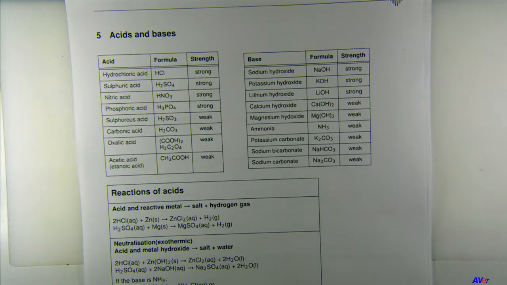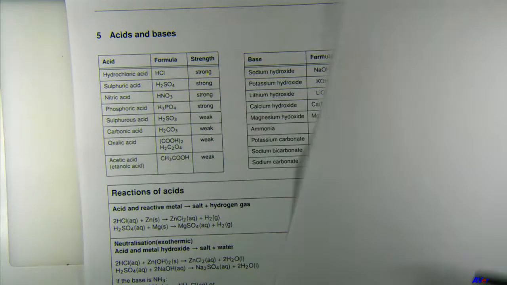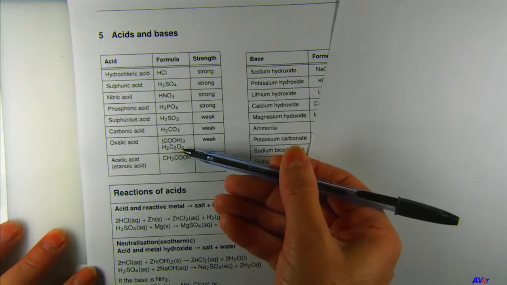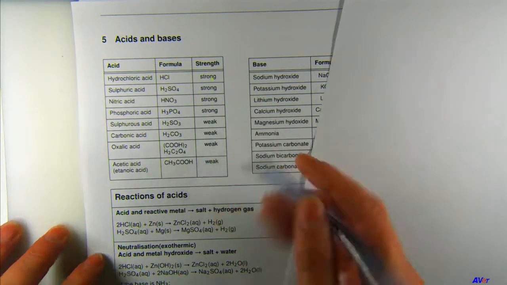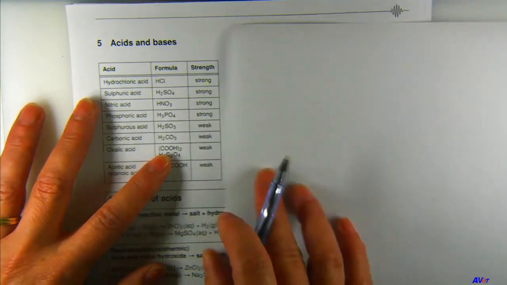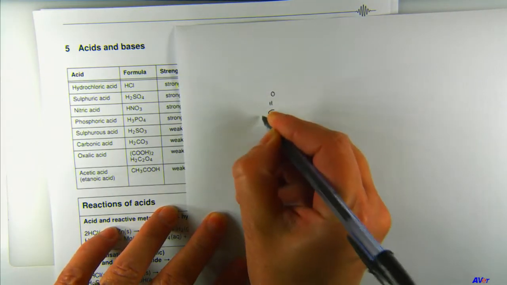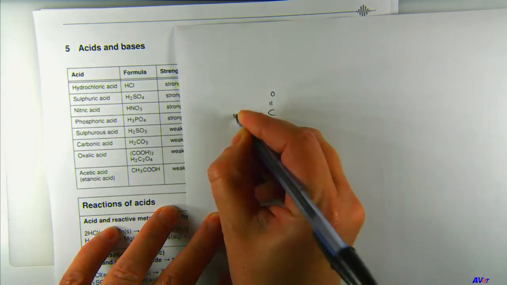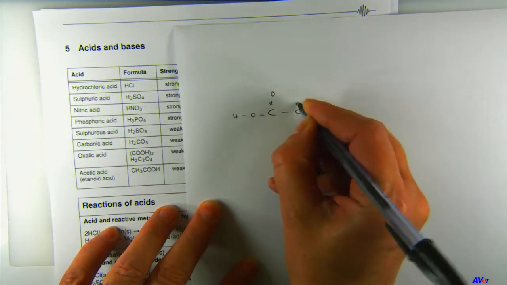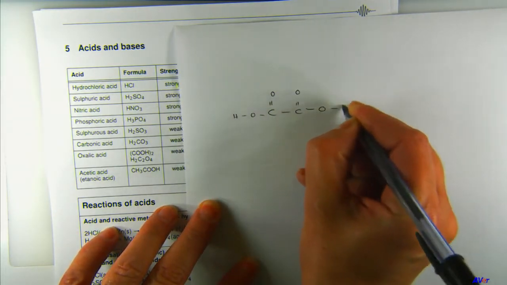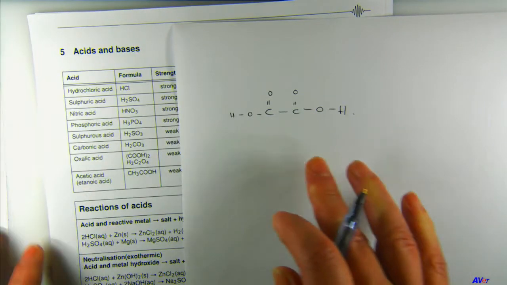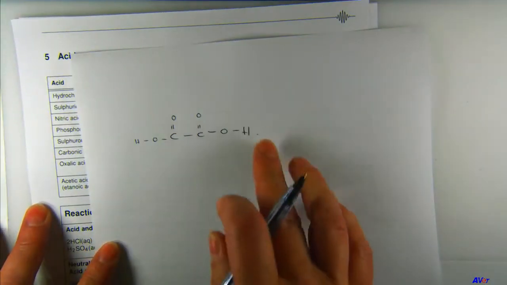Right. Now, if you look at oxalic acid, there you will see there's two different formulas, right? Sometimes you will see it written as the top one, and that's the one I actually prefer, that's the traditional one. And sometimes you will see it written in this way, right? Why do they do that? Now, when you get to matric, you will learn that the acid is like this. This time next year, you will be able to draw it, right?